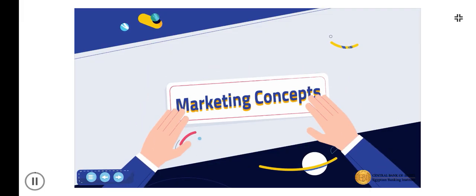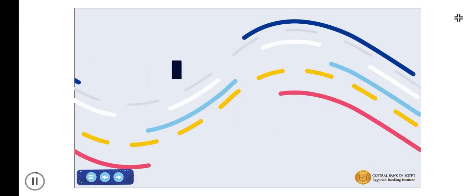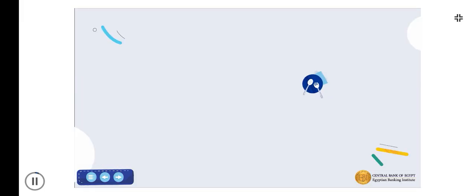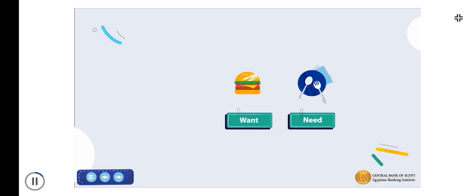We have to differentiate three important expressions: needs, wants, and demands. Need means unshaped desire. I need to eat. Want means specific desire. I want to eat a burger. Demand is a want plus purchasing power. I want to eat a burger and I can afford this product.